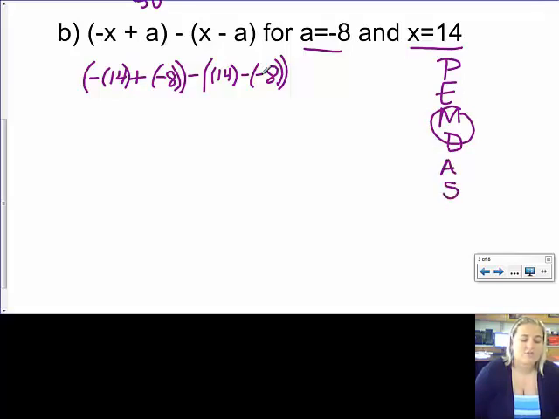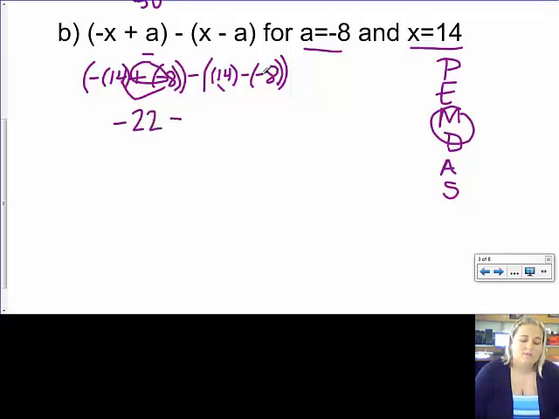Okay, so parentheses, we have two sets of parentheses that are separated from each other. So that means I can simplify within them first. So I have negative 14 plus a negative. Remember, those are opposite signs. So that gives me a negative. I have negative 14 minus 8 is going to give me a negative 22.